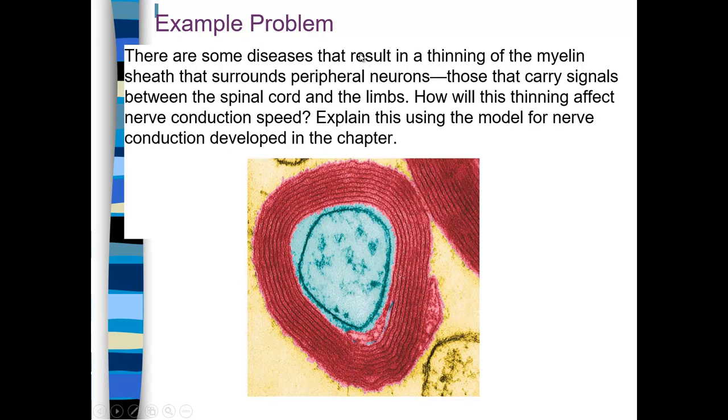So let's look at an example that we'll just talk through really quick. There are some diseases that result in a thinning of the myelin sheath that surrounds peripheral neurons. The myelin sheath carries signals between the spinal cord and the limbs. How will this thinning affect the nerve conduction speed? We want to explain this using the model for nerve conduction developed in this chapter.